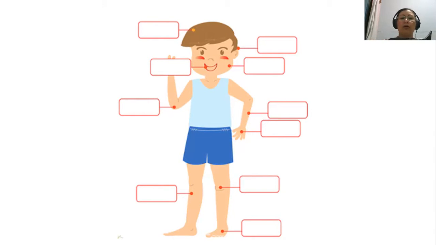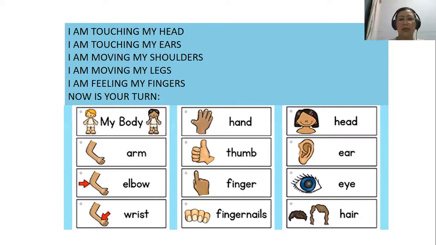So, what we are going to do now is to go back to the breakout rooms and I want you to please try to say the parts of the body of this boy and that you can say at least two sentences using that part of the body. For example, in my case, I said, I'm touching my head, I'm touching my ears and so on. But you, for example, can say others, right? You cannot necessarily use the ones that I'm using, okay? At least two sentences using the parts of the body.